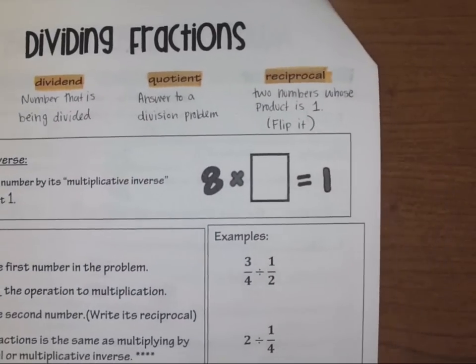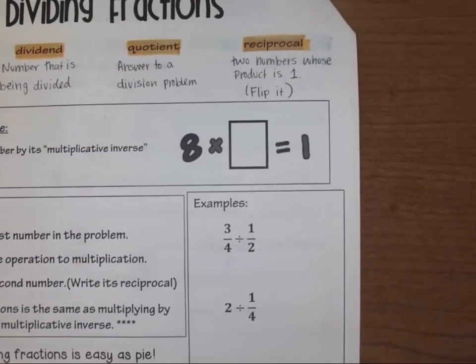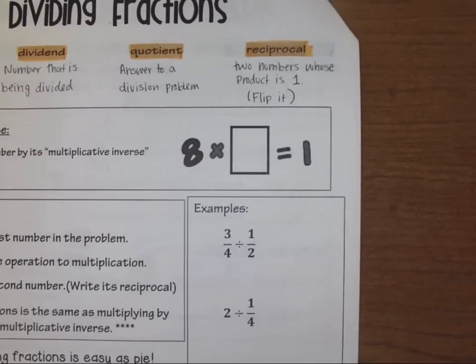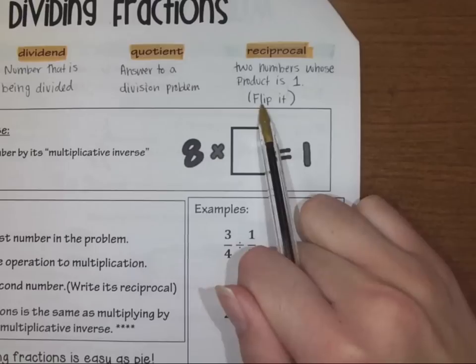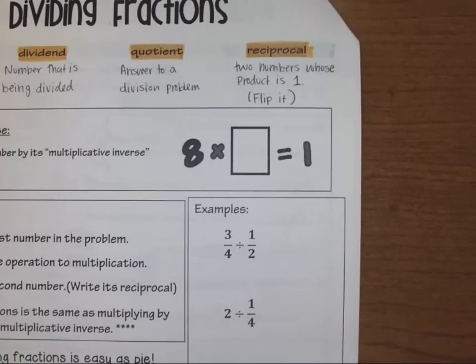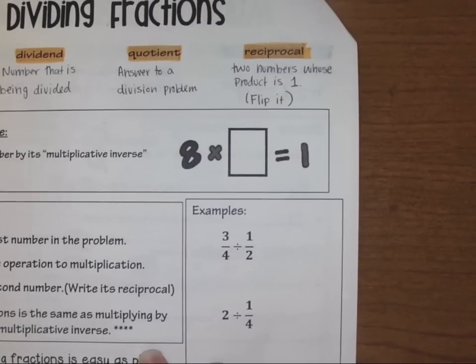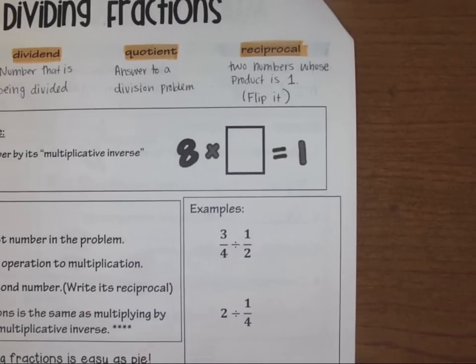My reciprocal, this is a new word. A reciprocal is the number I use to multiply to make 1. That sounds kind of tricky, but it's just two numbers whose product is 1, or if I have a fraction, I'm going to flip it, and we'll see what that means in just a minute. Just go ahead and write down that definition.